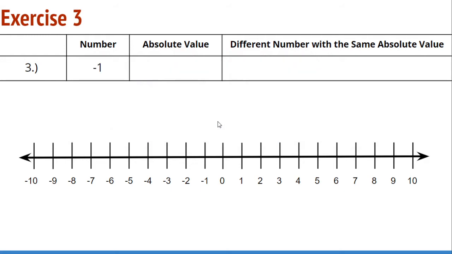Looking at exercise 3. -1 is 1 unit from 0. The absolute value of -1 is 1. If I go 1 unit from 0, I am at 1. The absolute value of 1 is 1. They are both 1 unit from 0.